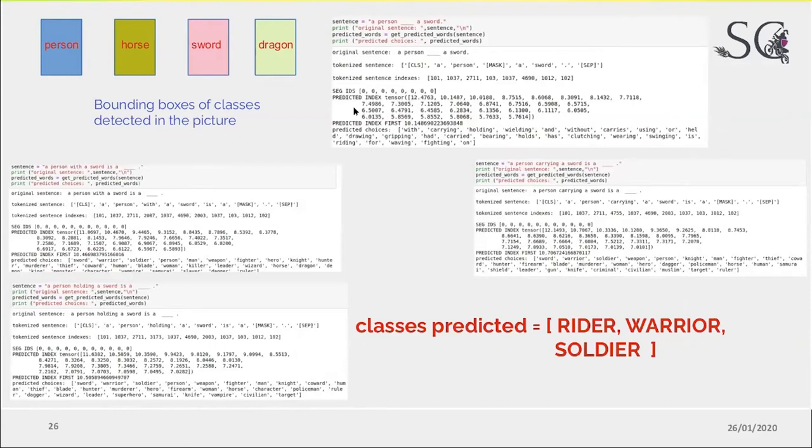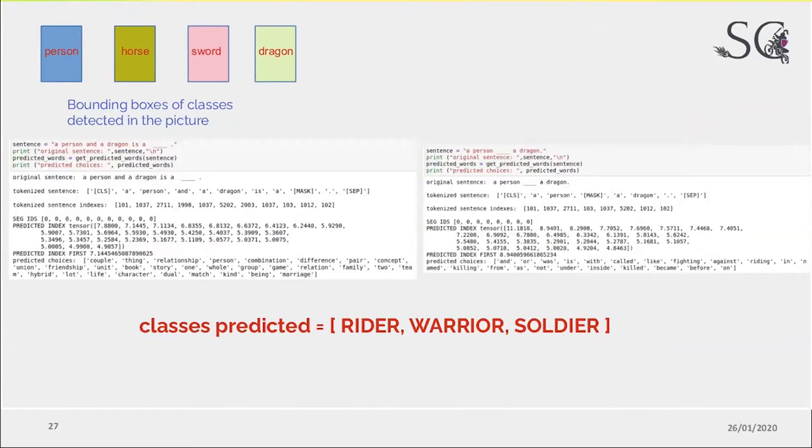We perform the same, but with the relation between a person and a sword. And then we see that the relation words that relate the person with a sword are with, carrying, and holding. And when we generate the visual relation sequence and it's put in the reference sequence, a person with a sword is a, and then we have warrior, soldier, which are hyponyms of person, with a score of over 10. And in the visual relation sequence, more or less the same. So there are two other classes predicted, which are warrior and soldier, besides rider.